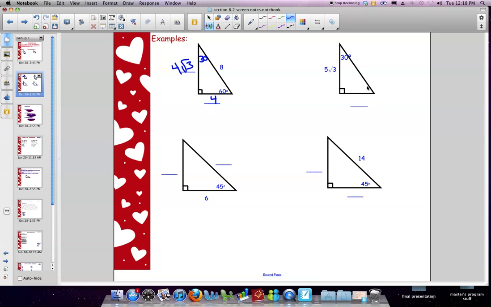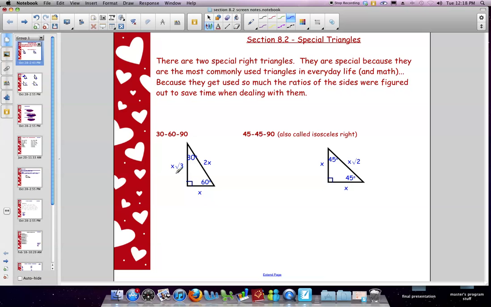The next one, 30, 60, 90 triangle, so I'm still using those same ratios. This time I give you the longer leg, and you have to work your way back to the shorter leg and up to the hypotenuse. Looking at the ratios, if I start with this one and I have to go backwards, I have to divide by the square root of 3.